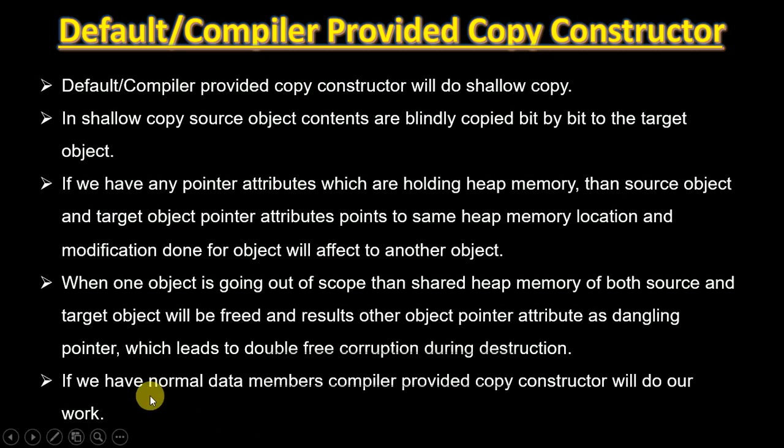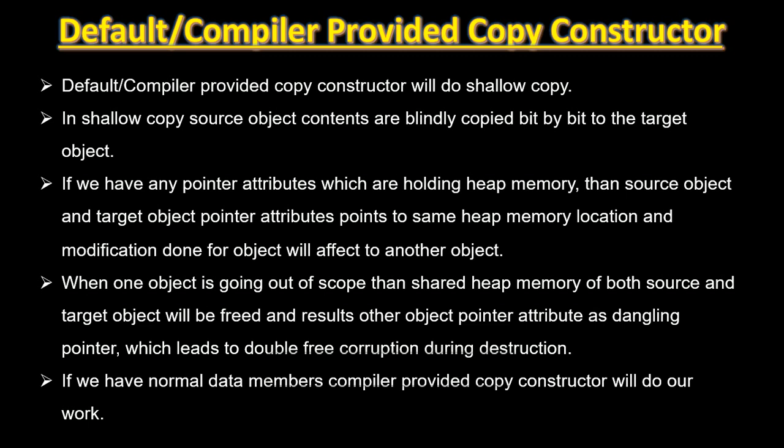If we have normal data members, then the compiler provided copy constructor will do our work. If we don't have any pointer attributes, then the compiler provided copy constructor is fine for us. No need to write an extra copy constructor. But whenever we have pointer attributes holding some heap memory location, at that time we should write our own copy constructor.